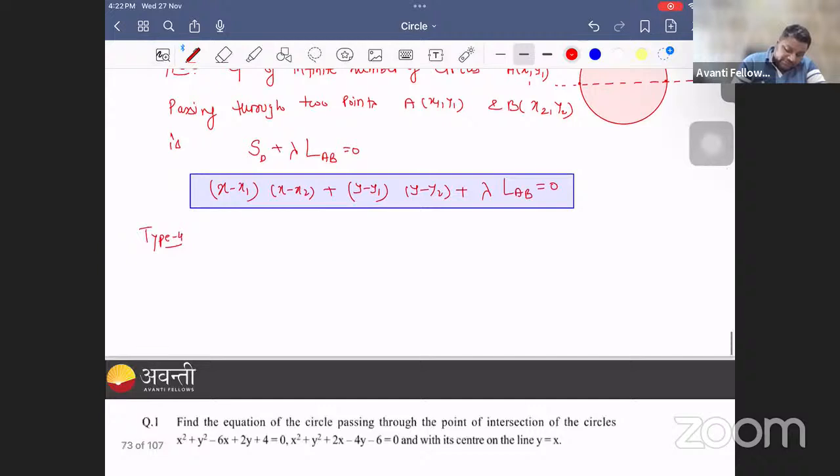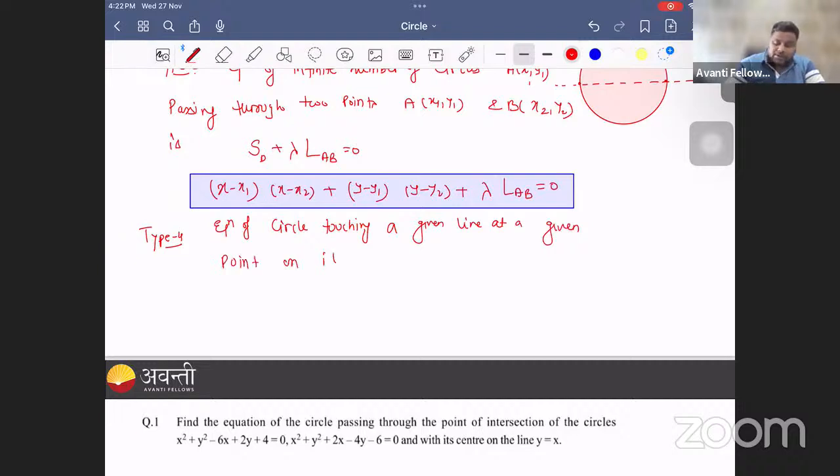equation of circle touching a given line at a given point on it. Means this is a line given to you. Now there is a point, say this line is L equal to 0. Now there is a point x1, y1 given to you. So there are infinite number of circles which will be touching this line. We need to write down their family.